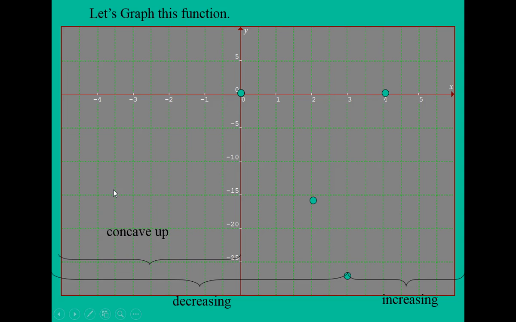We were concave up from negative infinity to 0, concave down from 0 to 3, and then concave up again from 3 to infinity.